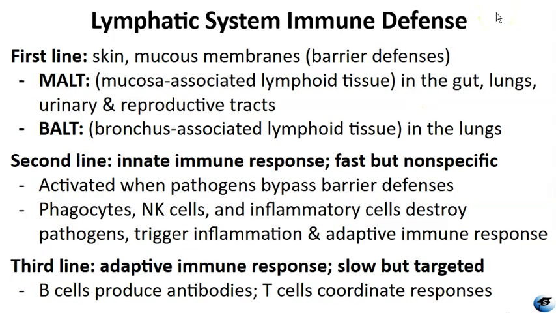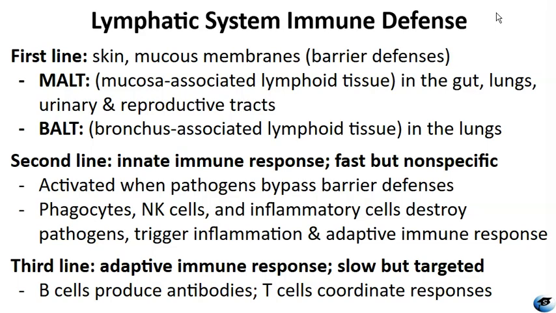So let's break that down into three main lines of defense. The first line of defense is physical and chemical barriers. This kind of protection is primarily the skin and mucous membranes that act as a wall to keep pathogens out. But beyond that, we also have specialized immune tissues embedded within these barriers. For example, MALT, or mucosa-associated lymphoid tissue, is found in mucosal linings of the gut, lungs, urinary, and reproductive tracts. It provides localized immune surveillance where pathogens are most likely to enter. A subtype of MALT is called BALT, or bronchus-associated lymphoid tissue, located in the lungs, which of course is an important checkpoint for inhaled pathogens.